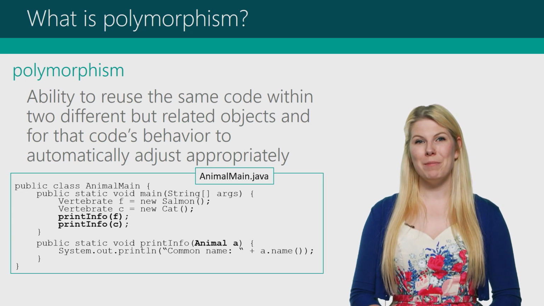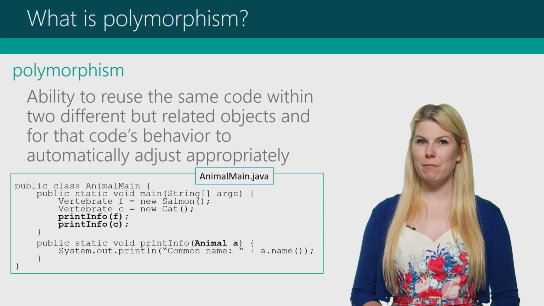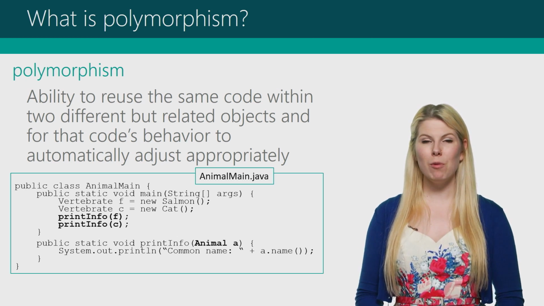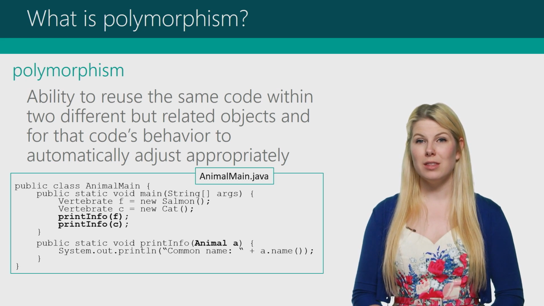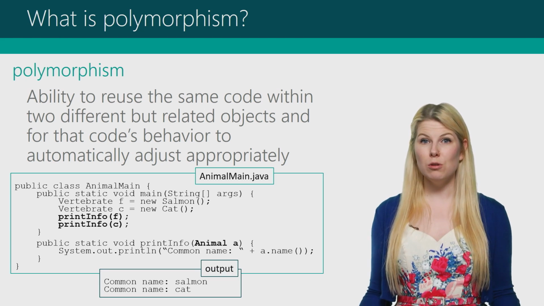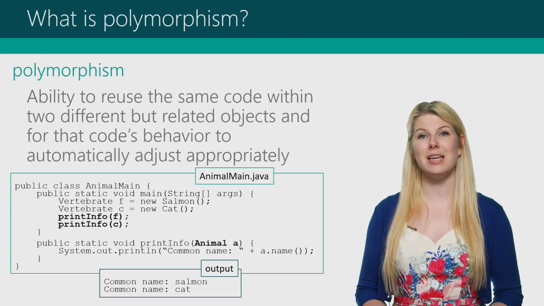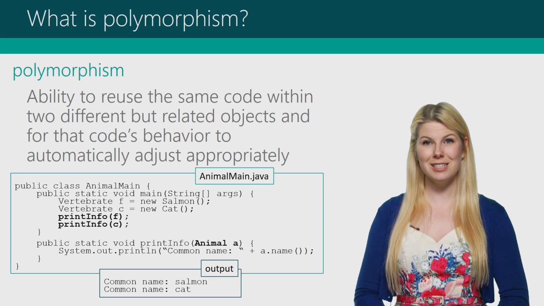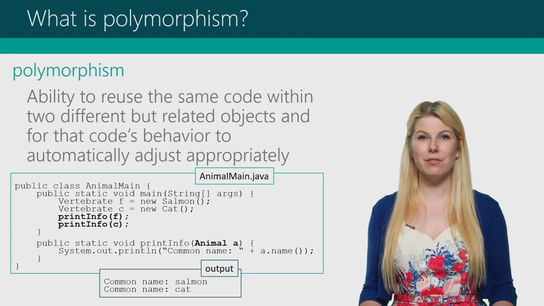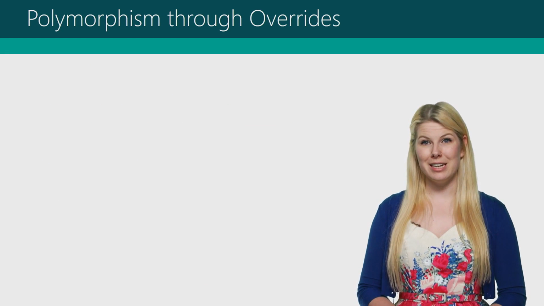Let's look at an example. Let's say we define two objects, both of reference type vertebrate, but one's a salmon and one's a cat. Well, when we call printInfo, the same method, on both of these things, we get two different results. That's because this method clearly relies on the state of each of those object instances, which is pretty cool. That same piece of code could do two totally different things. Let's look at this in implementation.